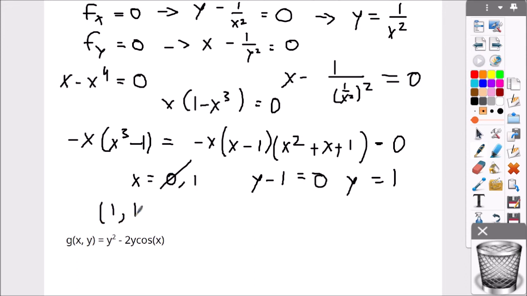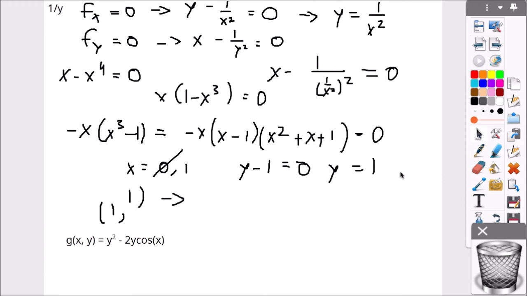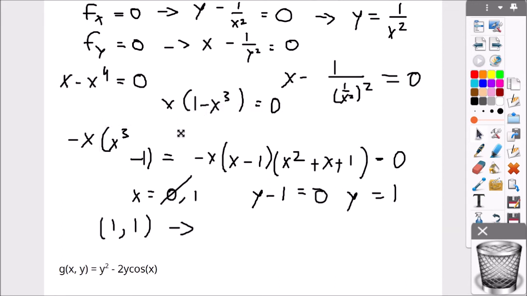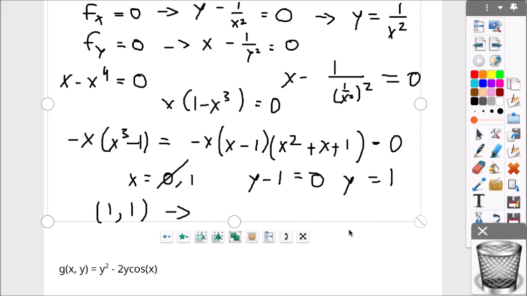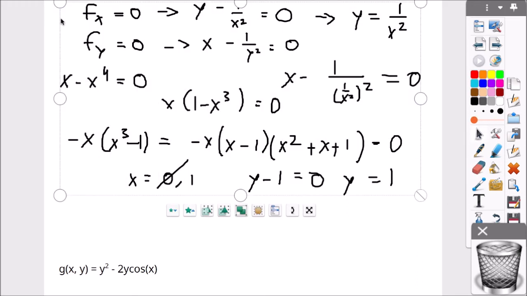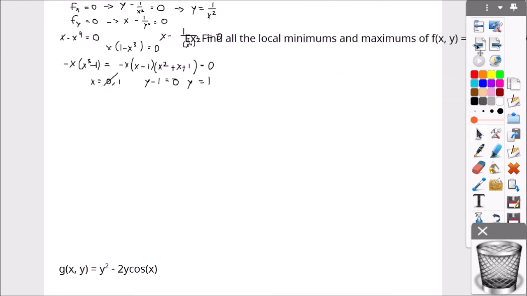So let's check 1, 1. In fact, before we check 1, 1, let's do the second derivatives. So, this is really, really dirty and disgusting. I don't like this. Let's... Oh my gosh. No. Okay. Take this entire thing. Shrink it. Thank you. This is our question.